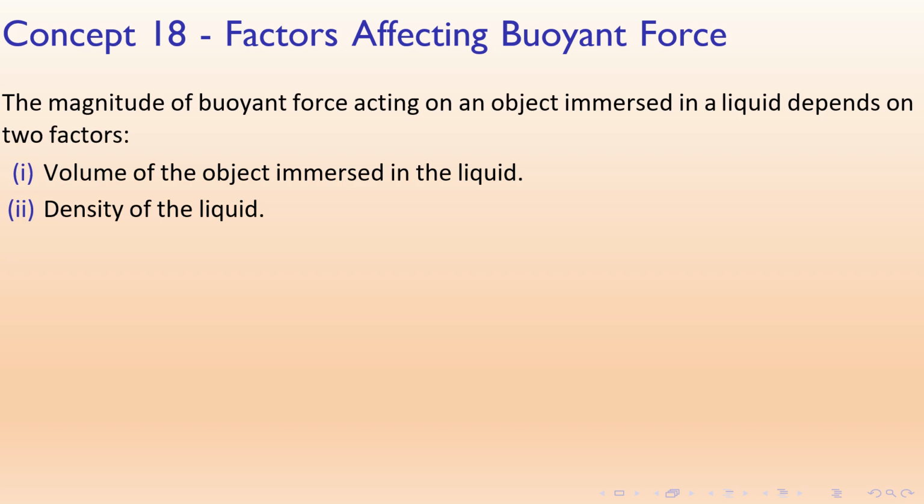Then let us see what the factors affecting the buoyant force are. Different factors will affect it, as already we said: one is depth, second is density, and the third is where it is acting. So let us see. The magnitude of the buoyant force acting on an object immersed in a liquid depends upon two factors. What are the two factors? As we said, area and height. Both put together is called volume.